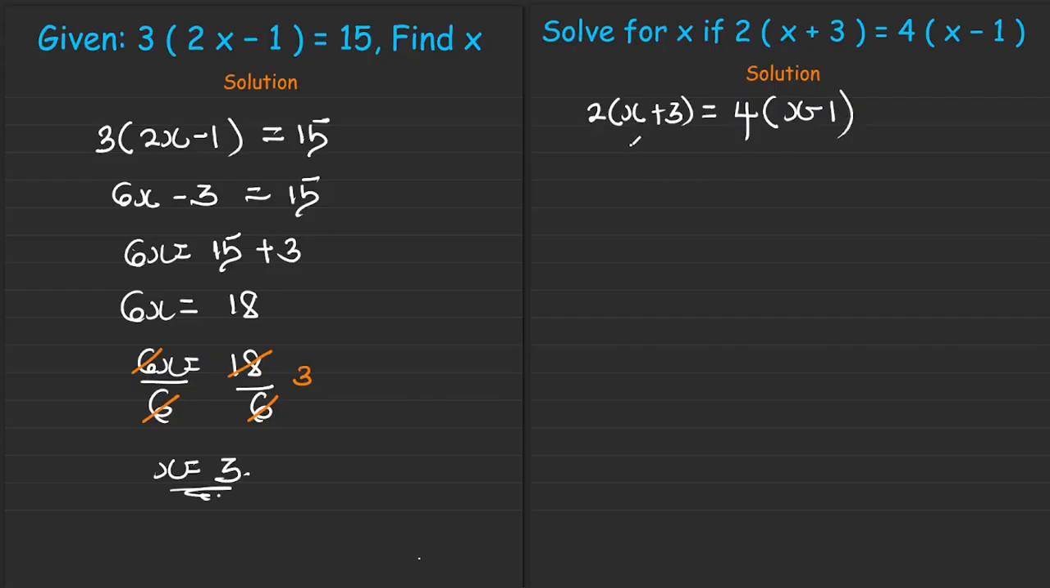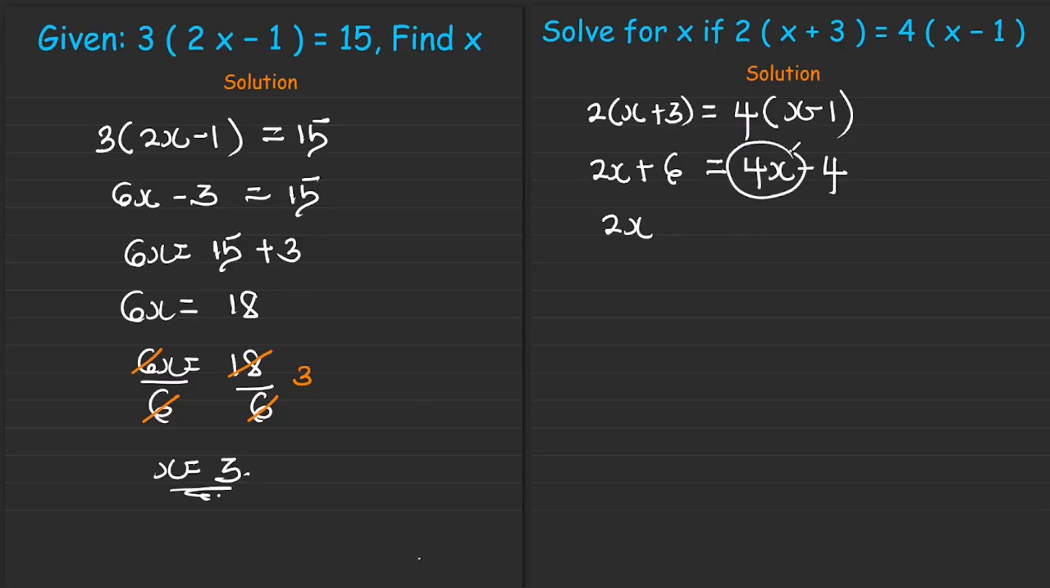So that we have 2 times x, which gives us a 2x. Then 2 times 3 gives us a positive 6, equals 4 times x, then gives us a 4x. And then 4 times negative 1 also gives us a negative 4. We need now to group like terms. So I'd like to put all the values or all the terms with x on the left hand side, the constants on the right hand side. On the left hand side, we already have our 2x.